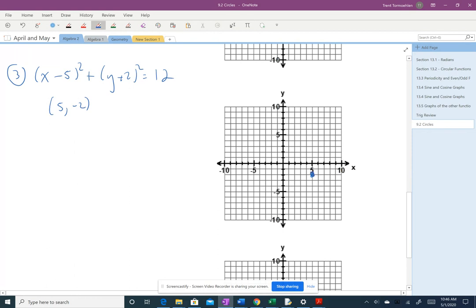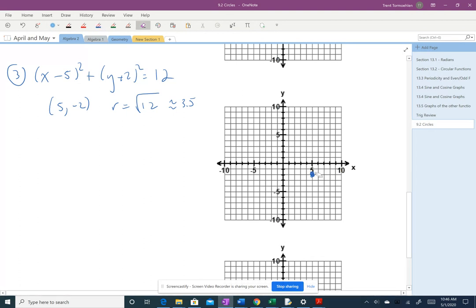That goes here. And then your radius is the square root of 12. Well, that is going to be approximately, the square root of 9 is 3, the square root of 16 is 4. So it's around 3.5. And so whenever you've got one that's irrational, like the square root of 12, where you can't actually take the square root and get a value, you just do your best to estimate it.